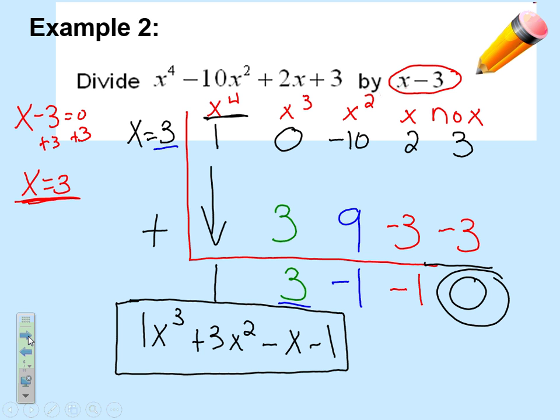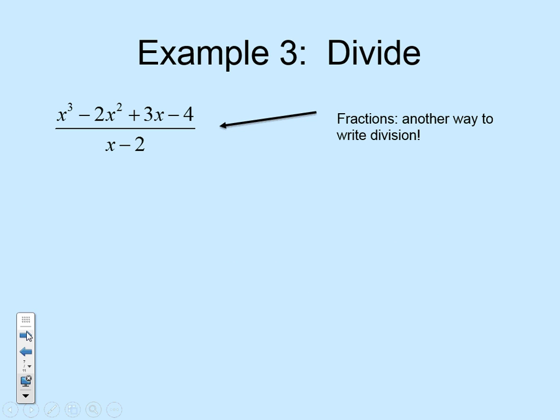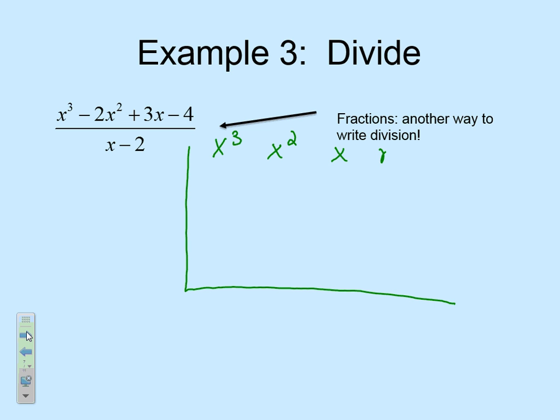All right. Here we go. Last example, ladies and gentlemen. Now, sometimes we know division can be written like this, as a fraction. So we're just going to rewrite it. Same thing, we're going to use synthetic division. So I'm starting with x cubed, x squared, x, no x.